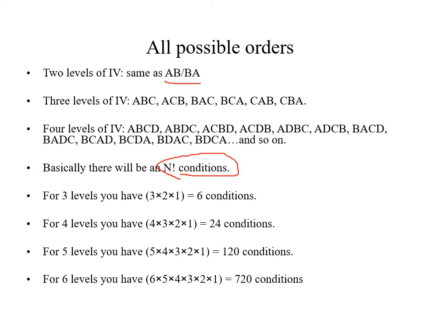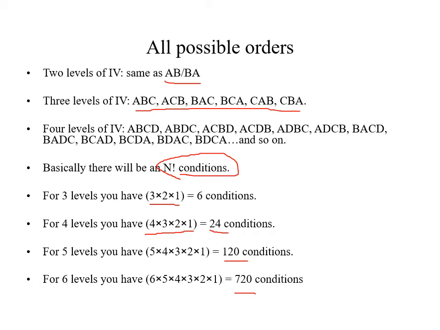So for three levels, you will have 3 times 2 times 1, which equals 6 conditions that you see here, right? And then for four levels, you get 4 times 3 times 2 times 1, which is going to equal 24 conditions. And so for 5 levels, you get 120. And then for 6 levels, you get 720 conditions.